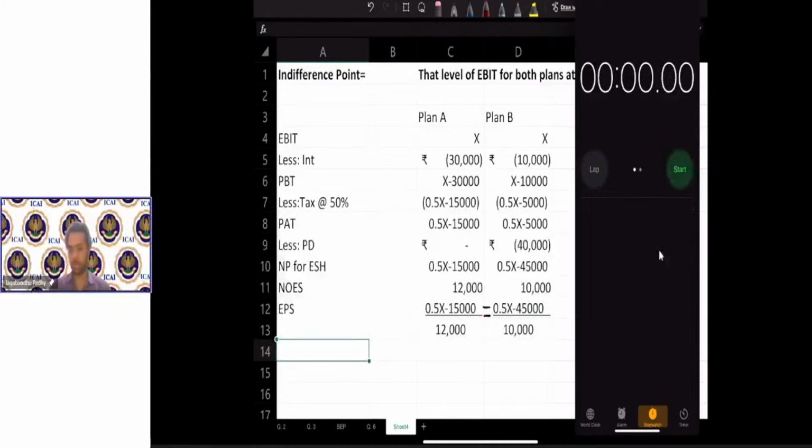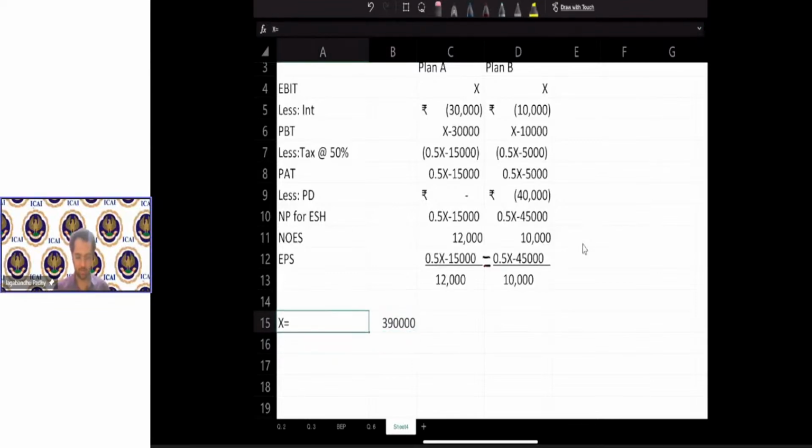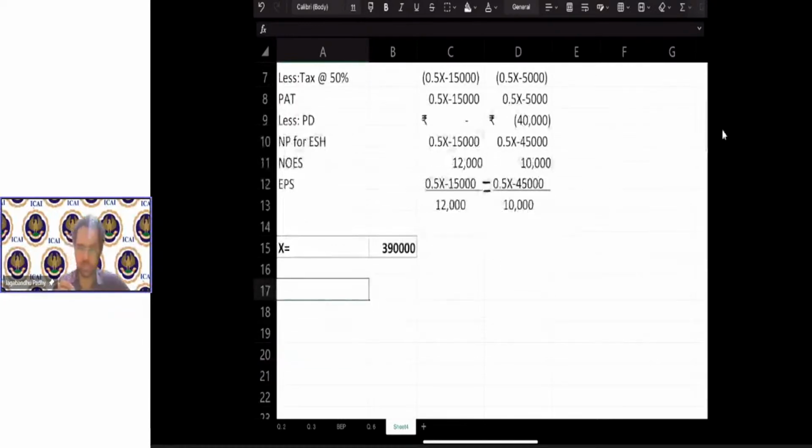Okay, perfect. This time you have cracked it within the requisite time. True, X is 3,90,000. Perfect. X is 3,90,000, right? It's a simple way of solving it. It's a normal equation by which it is being solved.